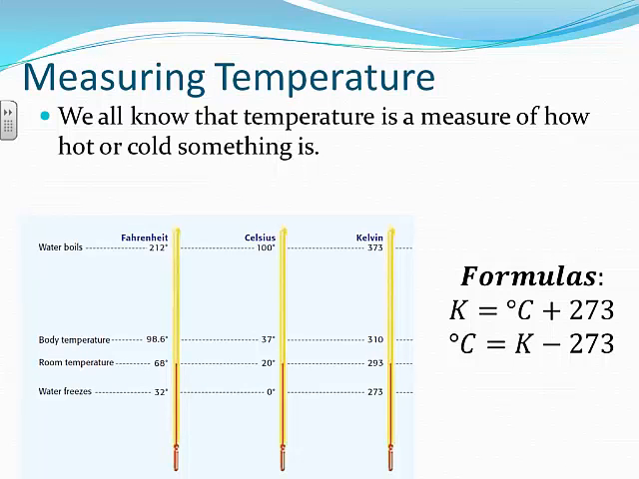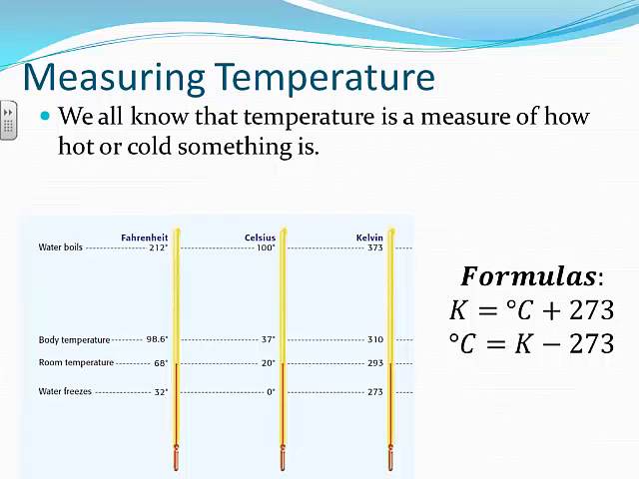We all know that the temperature is a measure of how hot or cold something is. We're used to using the Fahrenheit scale shown on the far left, but that scale really isn't used much in science. A few engineers may use it, but most scientists use the International System units, which are Celsius and Kelvin. Kelvin is the best because it doesn't include negative numbers.